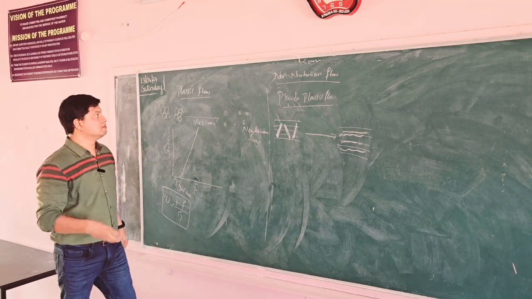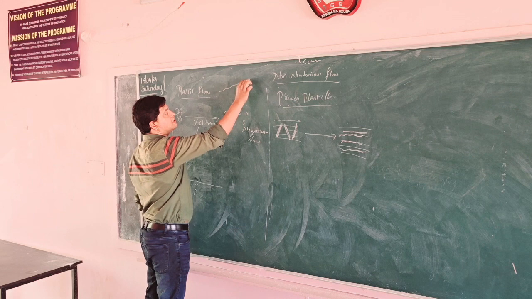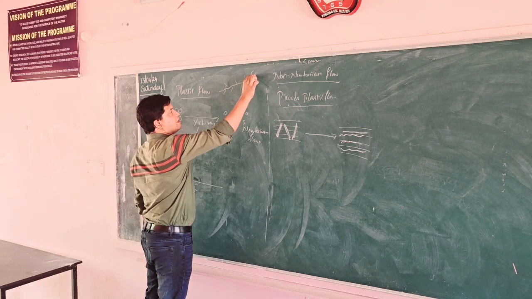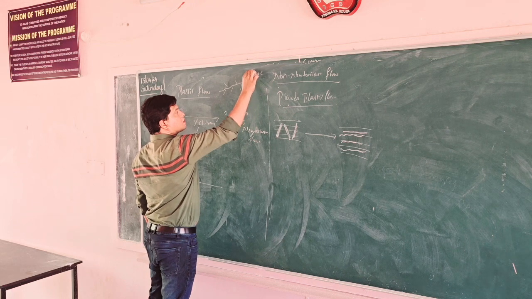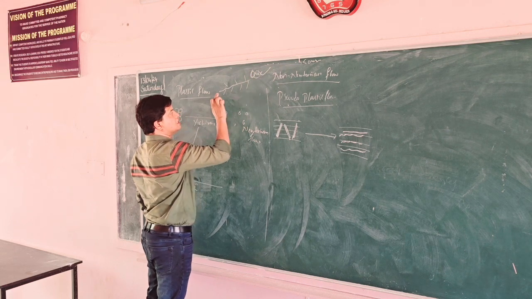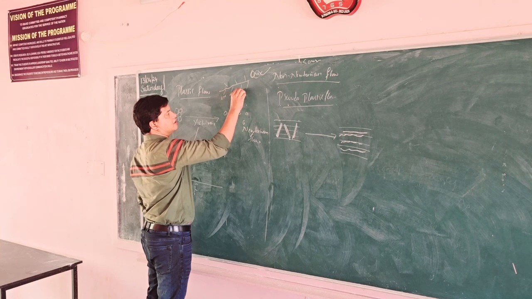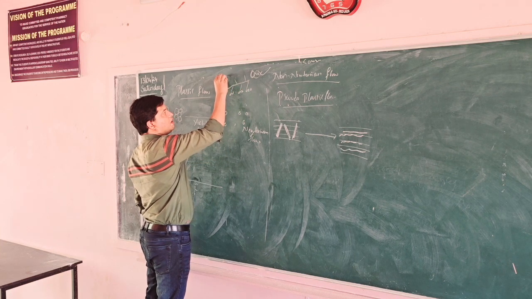I will tell you the mechanism. Polymer means polysaccharide, sodium CMC, carboxy methyl group, cellulose. Cellulose will be like this. It's a sugar. Cellulose is a polysaccharide.